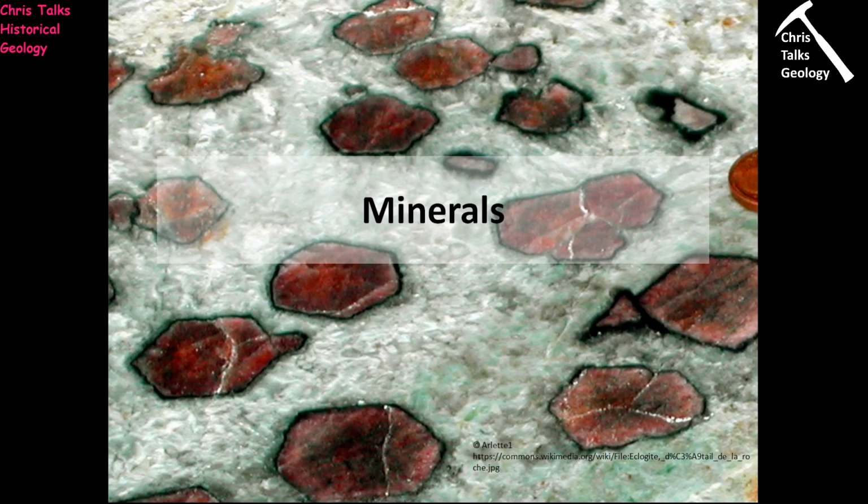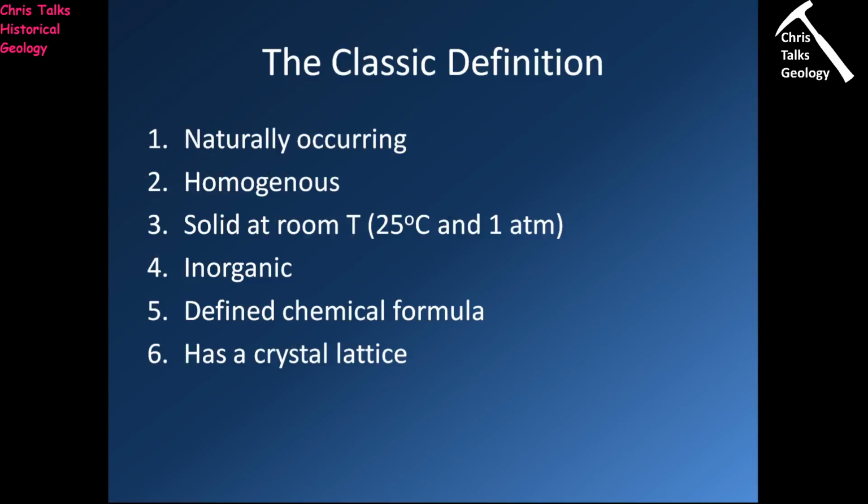Alright, let's get going. So in front of us we have the classic definition of what a mineral should be, or more accurately, the 6 criteria a substance has to meet in order to be considered a mineral. Now these are the classic criteria, so these are the ones that you've probably seen before in earlier courses.